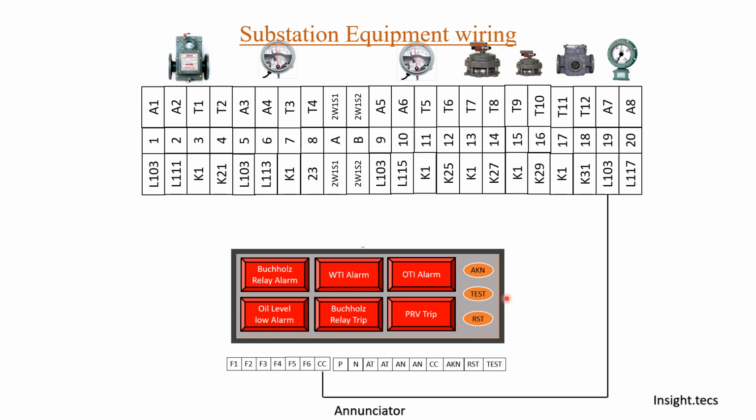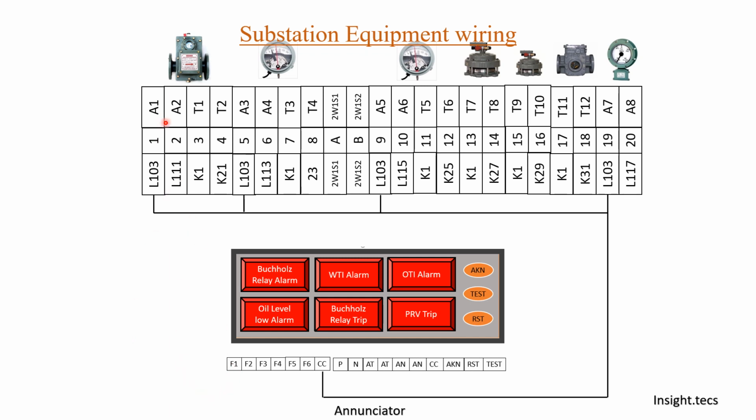So we'll have a CC wiring, the nomenclature is L103. Normally it is L103, but it may differ for different suppliers. Here we are taking L103 as a common connection. You will see for each alarm we will require L103, right? This is for WTI, then OTI, and also for Buchholz, right? Now you can see in the Buchholz we are using the first window F1. So L111 will be connected to F1.